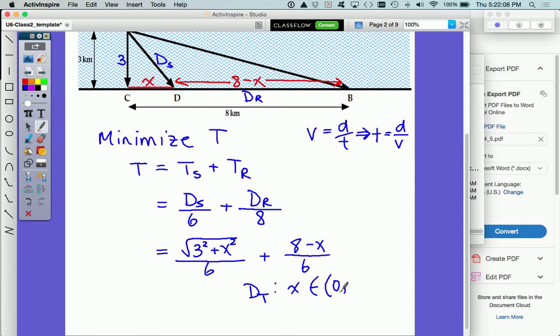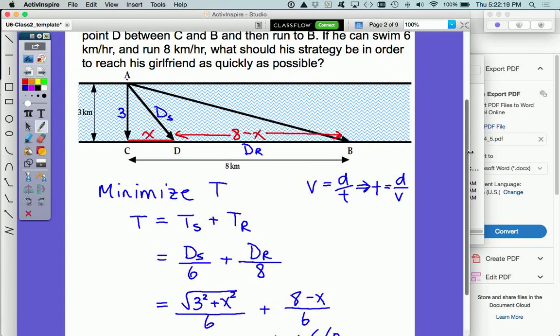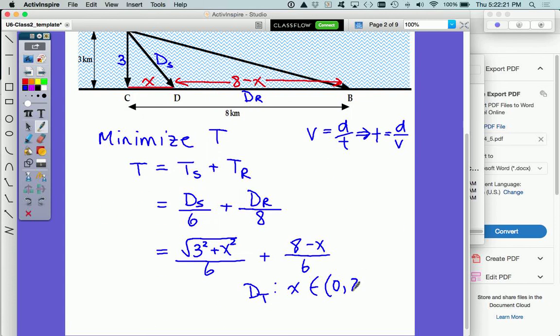And likewise, there's no way he's going to land on the far side of B. For him landing out here would just not make any sense in the problem because he's trying to get there as fast as possible. So x has got to be less than 8. Now, it could be equal to 8, but remember we said the only way it could be equal to 8 is if his speed swimming was equal to his speed running, and we know that it's not. So it's going to be less than 8. So that's my domain. Now from here, I can go on and start to solve the problem just like every other optimization problem that we've ever done.